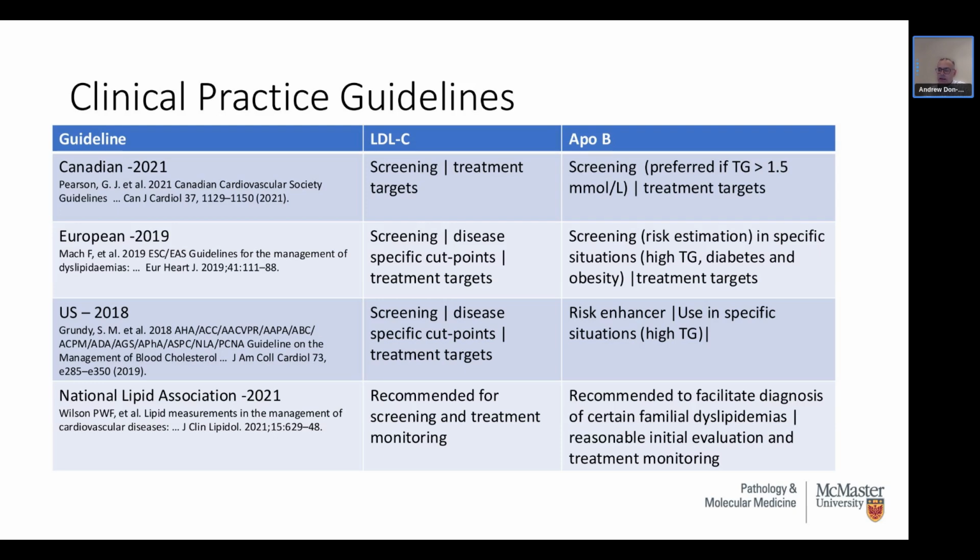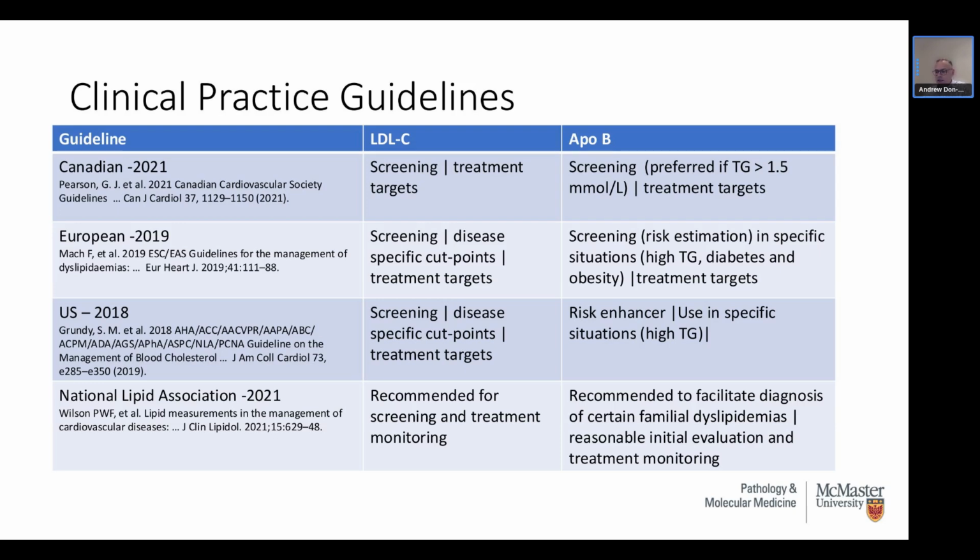The European guideline talks about the use of apolipoprotein B in screening, specifically in specific situations, and they mention people with high triglycerides, people with diabetes, and people with obesity. So they have three categories of people, which does cover a fair proportion of our populations. They do recommend that apolipoprotein B could be used in those to avoid the difficulties you have with high triglycerides in the calculated LDL cholesterol or the direct measurement of LDL cholesterol. And then they provide targets for treatment as well, which they say you can use.